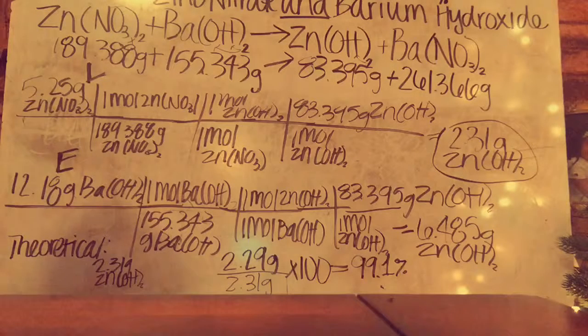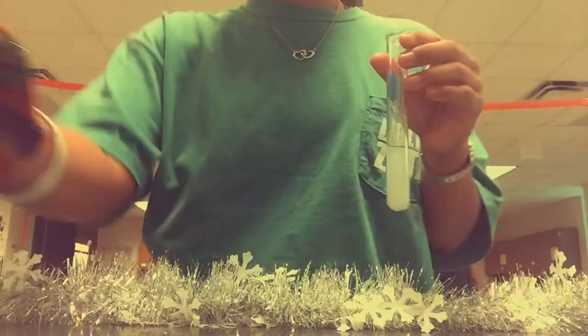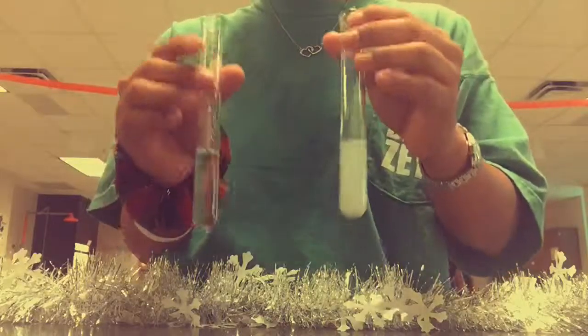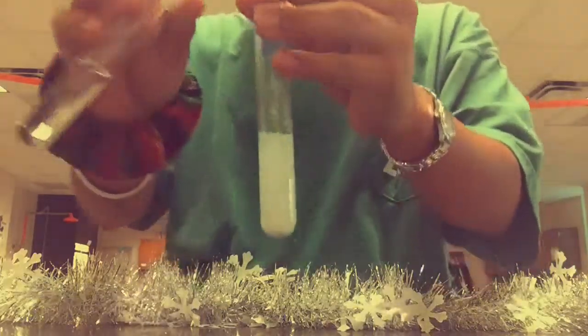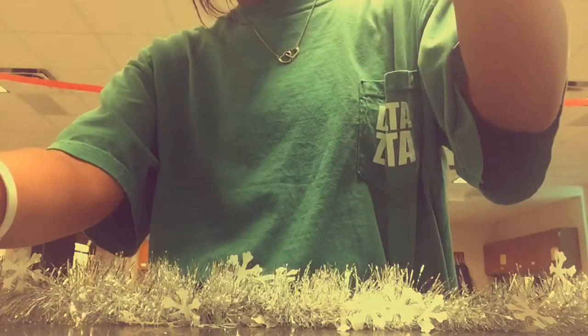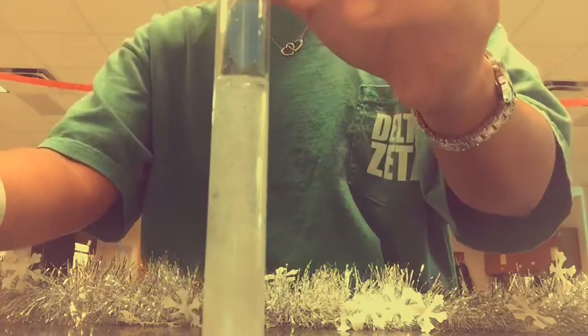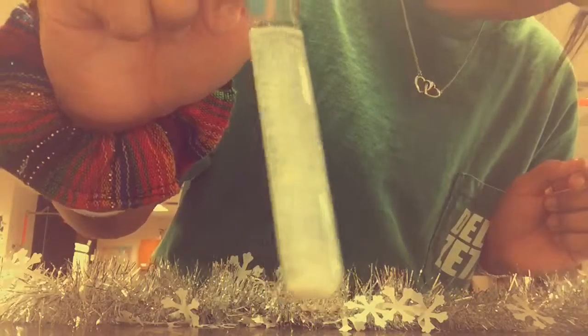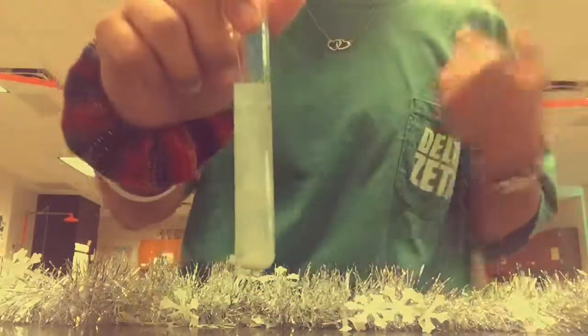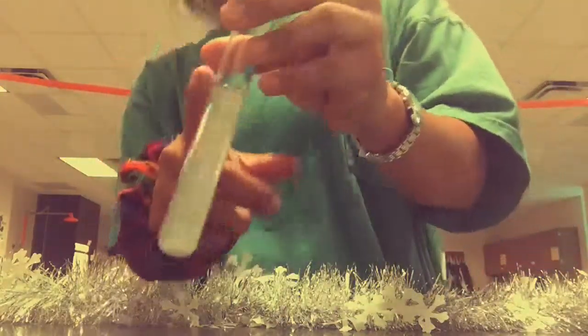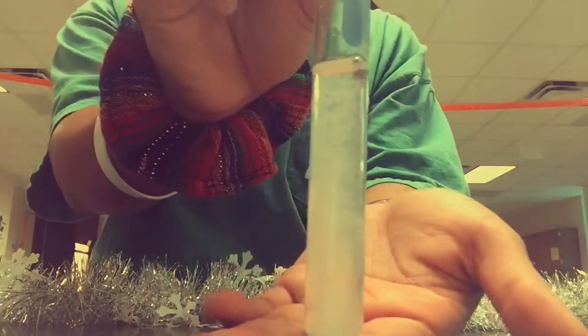Okay, so I have barium hydroxide and zinc nitrate. So let's see what happens. Whoa. It turned really foggy and has like little solid particles in it. And there's no temperature change. It just formed a precipitate. And that is what happened.